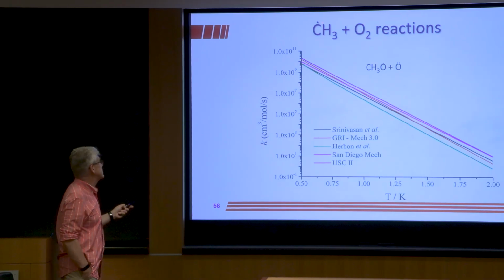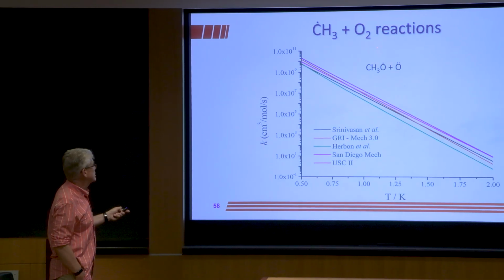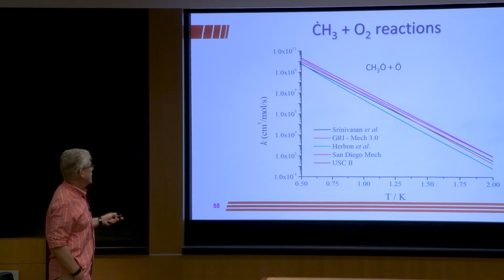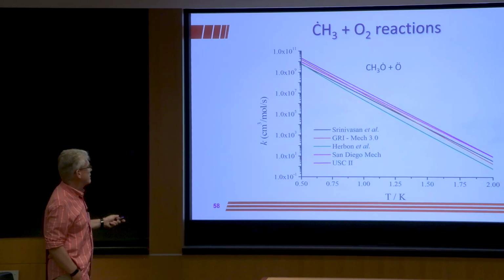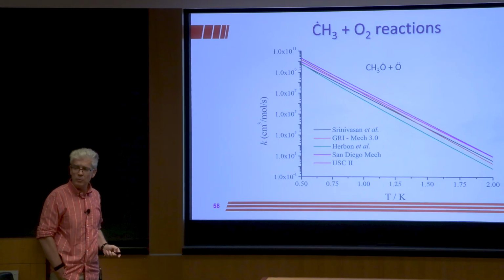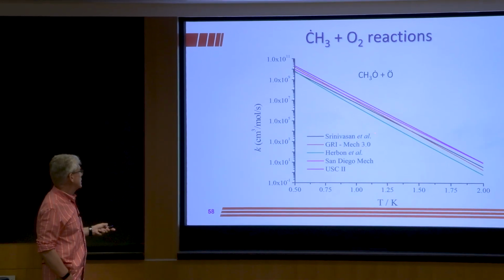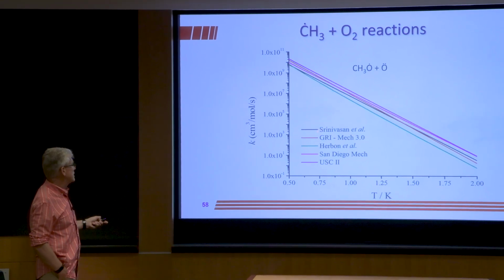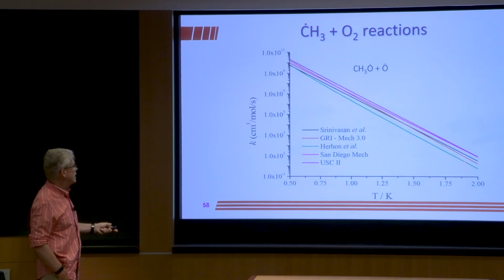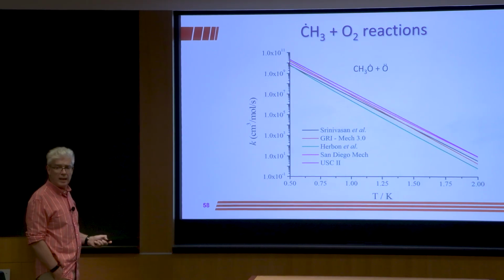Here's looking at the CH3 plus O2 giving CH3O plus O channels. Here's a measurement by Ron Hanson's group at Stanford. Here's a measurement by Joe Michael's group at Argonne National Laboratory, both published within 6 months of one another in 2005. And then we actually used the Srinivasan rate constant in our mechanism. But you can see that down here, there's about a factor of 7 difference in the rate constant.